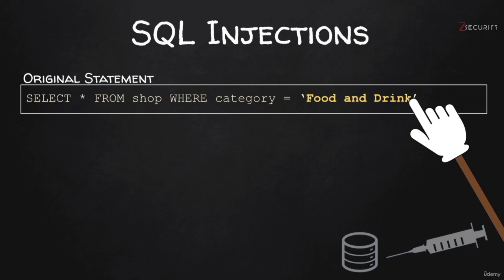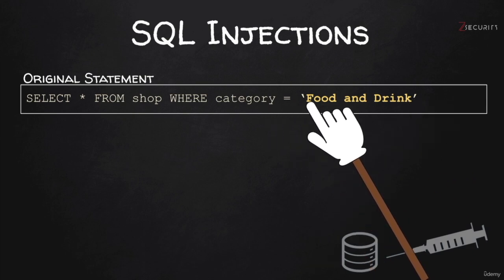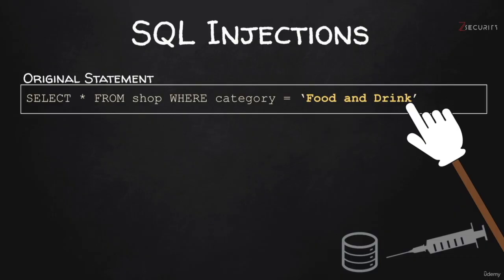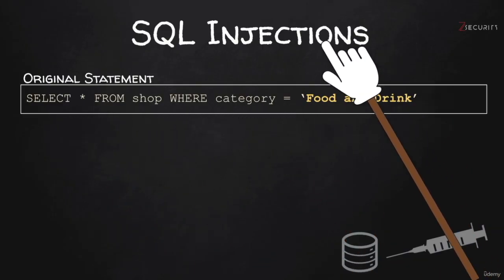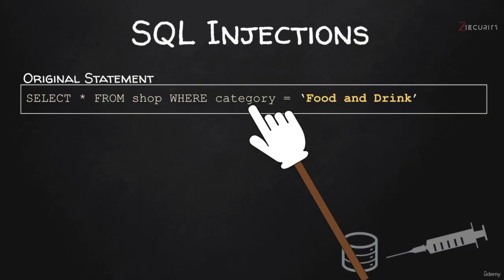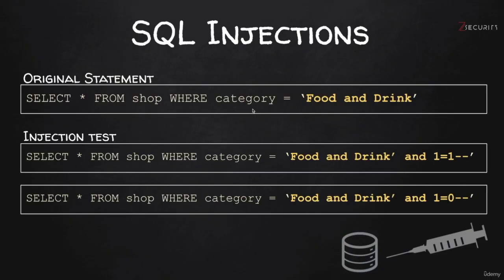So what we're essentially trying to do is inject our own code in here. If we manage to do that, this will be sent to the database engine, and it will be executed by the database engine, which will retrieve whatever data we want to retrieve from the database. So the injection is going to look like this.